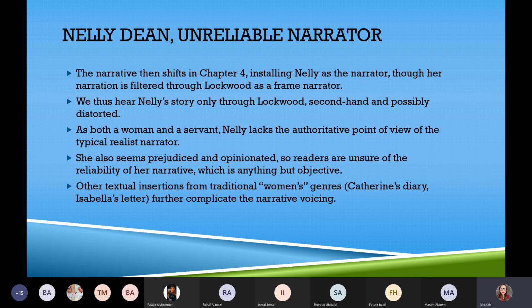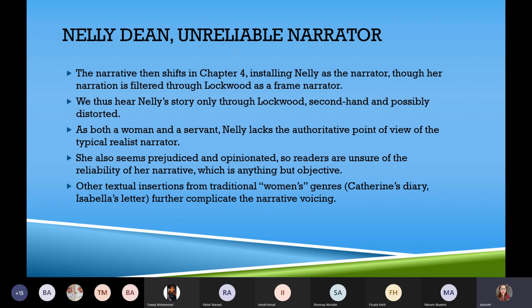So we have Lockwood, like I said, he's an outsider. Then we have a woman, female narrator, Nellie Dean. But she's considered, for all intents and purposes, an unreliable narrator. Why? Of course, the narration, like I said, it shifts in chapter 4, where Nellie is the narrator, and her narration is filtered through Lockwood as a frame narrator. So Lockwood remains the frame narrator, and she's basically the narrator within the frame narrator.